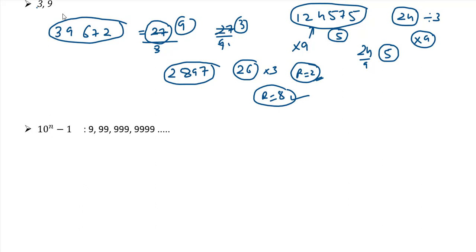By extending the same divisibility rule of 3 and 9, we can determine whether any number is divisible by a number which is of the form 10 raised to n minus 1 or not. If not, then what is the remainder? Let us consider an example.